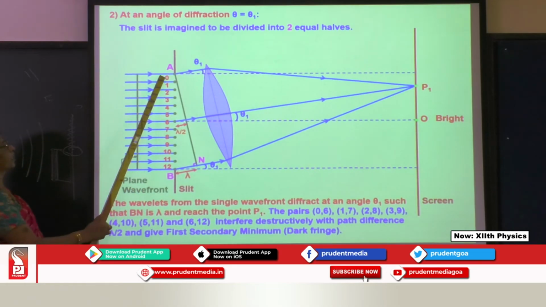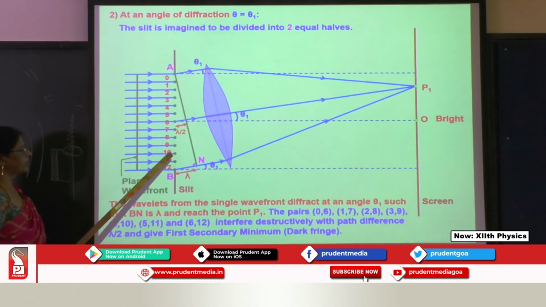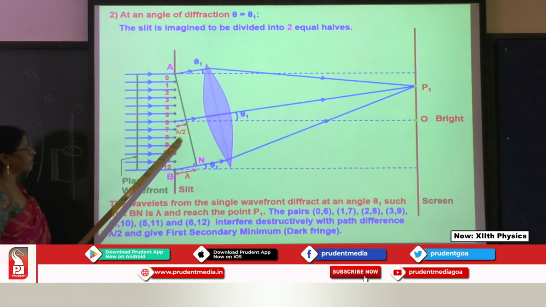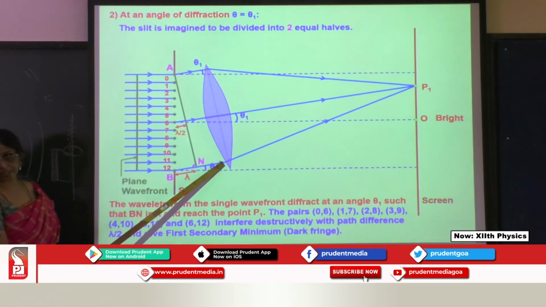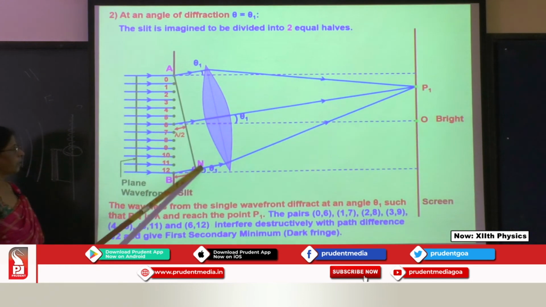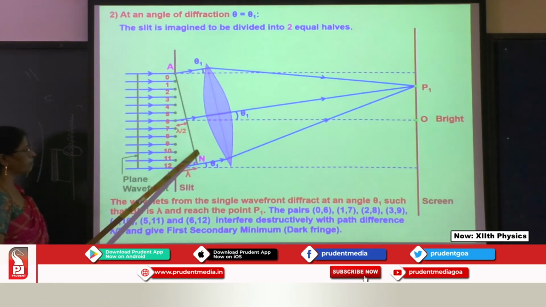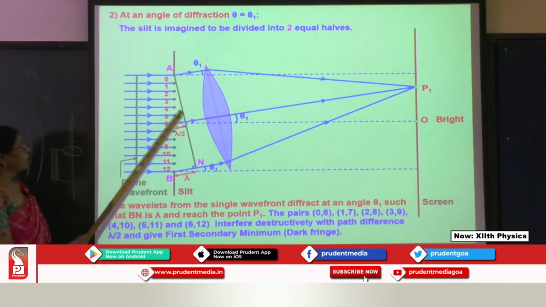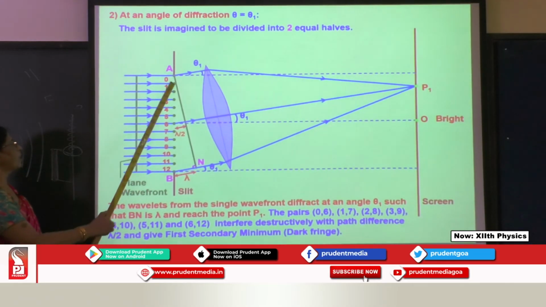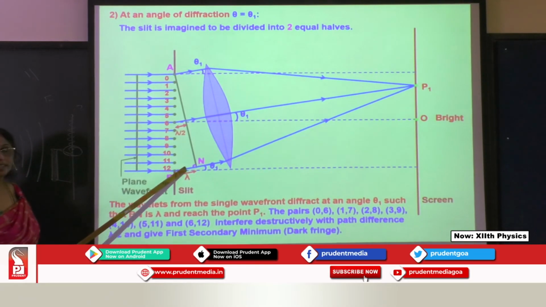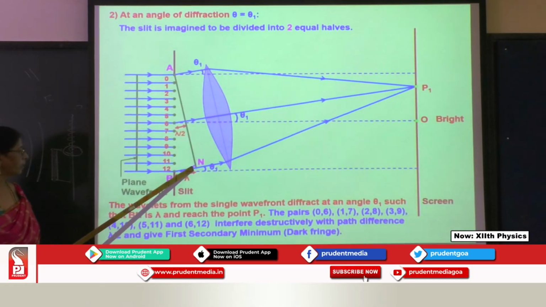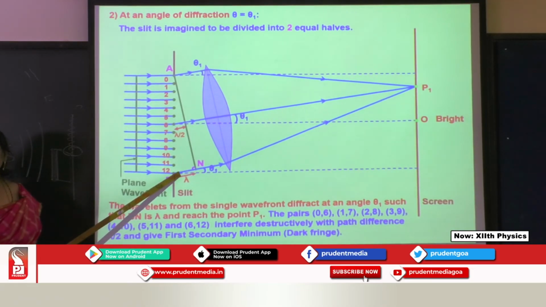when you consider this is the wave and this is the wave traveling. They travel a short distance, they travel a longer distance. So what I am going to do is from here I am drawing a perpendicular. So now these two become equal, right? So from the center point to this they travel, this is the extra path they travel. Bn is the extra path traveled.